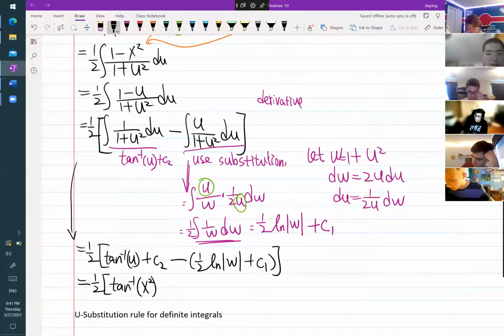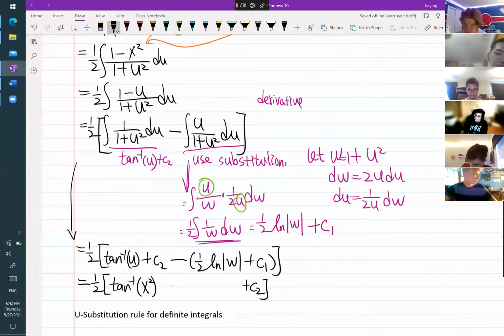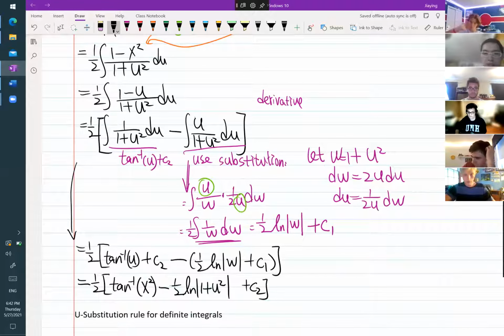C2 is just a constant, so I can put a c2 here at the end, inside the bracket. And then I have minus 1/2 natural log of w. What is w? w is 1 plus u squared, absolute value. And then minus a c1. The minus c1 plus c2, you can call that a new constant, c.